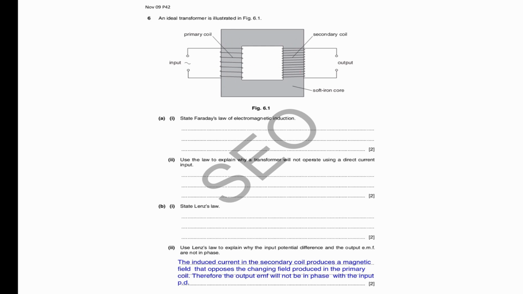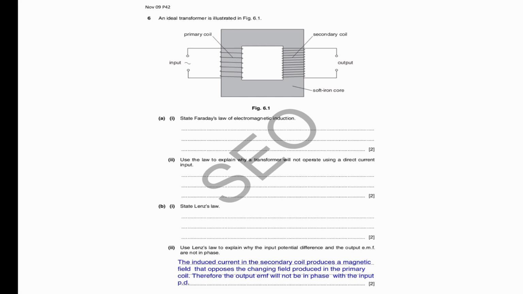Right? That is standard. So here they want you to use Lenz's law to explain why the input PD and the output EMF are not in phase. So how do we use Lenz's law here? Remember, Lenz's law talks about the direction of the induced EMF or induced current, which always acts in a way to oppose the flux change that causes it.